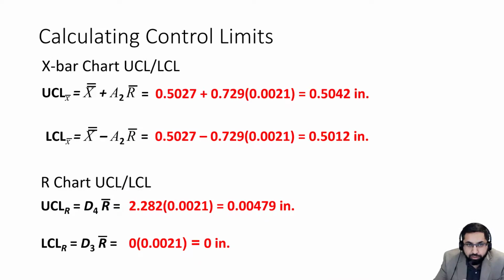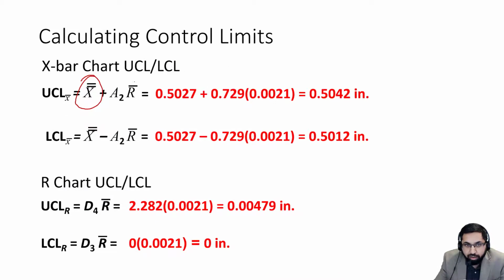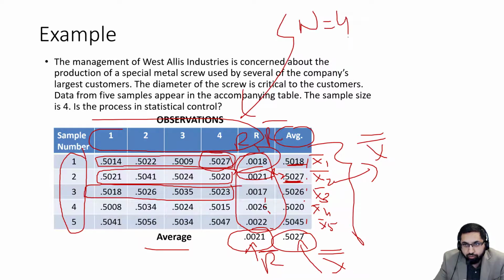So we can calculate our control limits. X bar bar we computed here, 0.5027. And then our range we know, 0.0021, and then we can look up A2 in the table, because the question is, what is the sample size? Is my sample size 5 because I have 5 rows, or is my sample size 4? Okay, the answer is the sample size n equals 4.